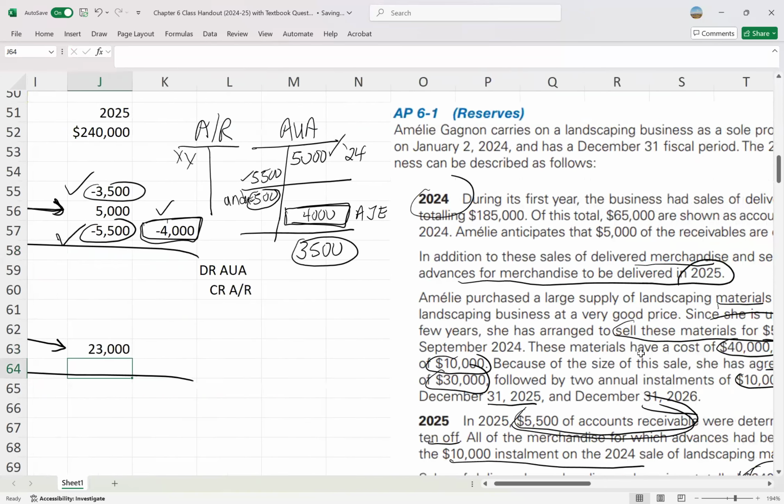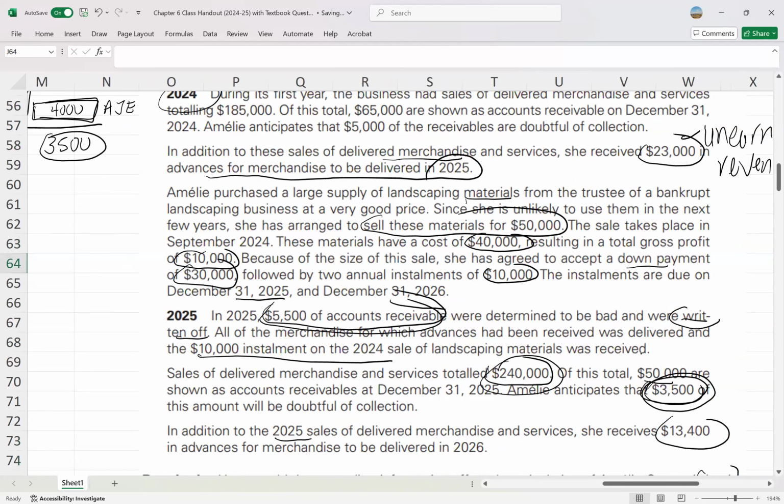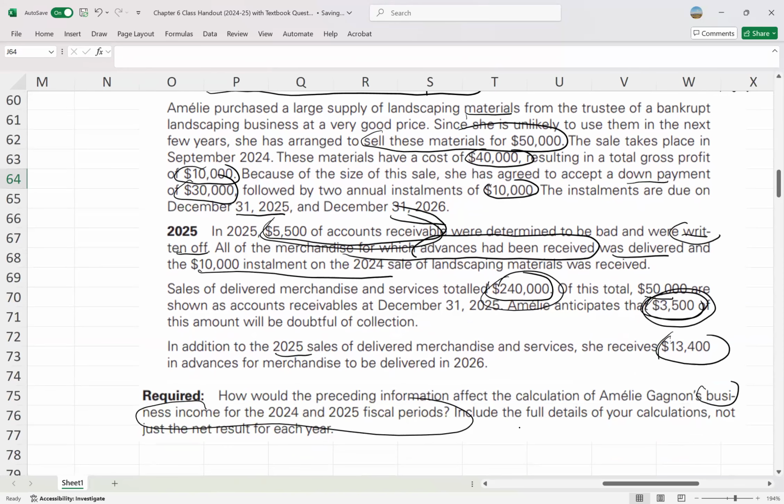Remember it said here in 2025, all the merchandise for which advances had been received was delivered. So that 23,000 advance we got in 2024, we did deliver the merchandise in 2025. So we don't take any more reserves on that 23,000. But then we got another advance of 13,400. And that merchandise won't be delivered until 2026.